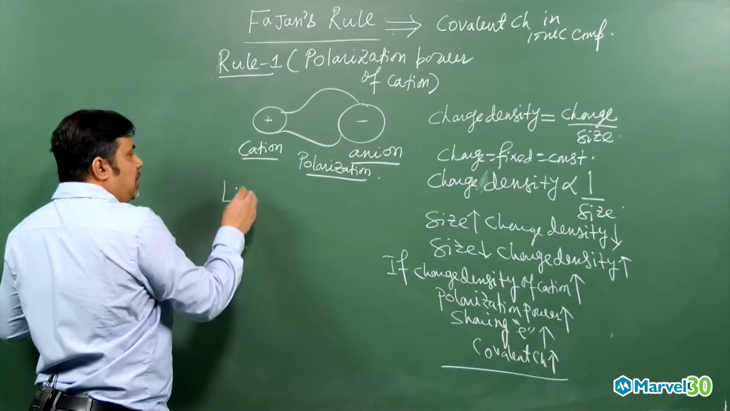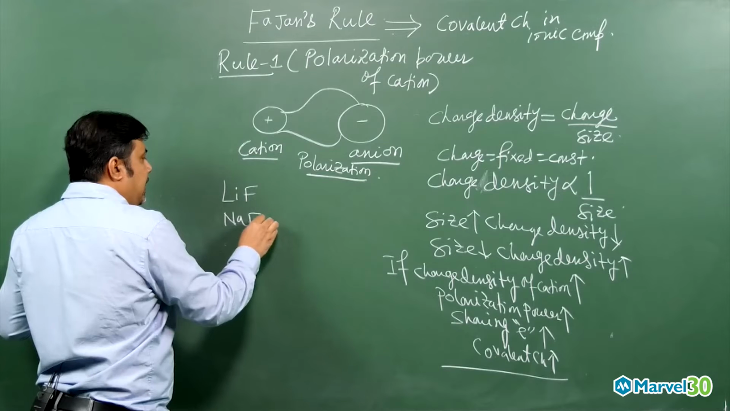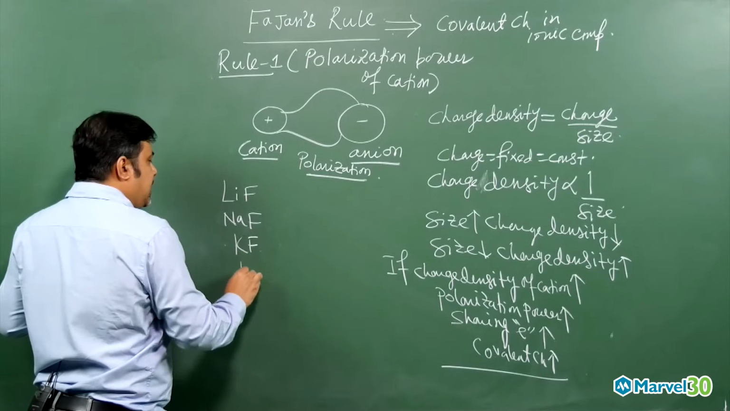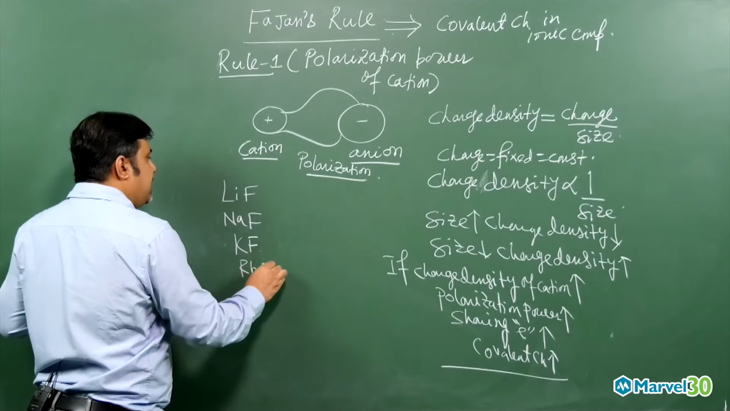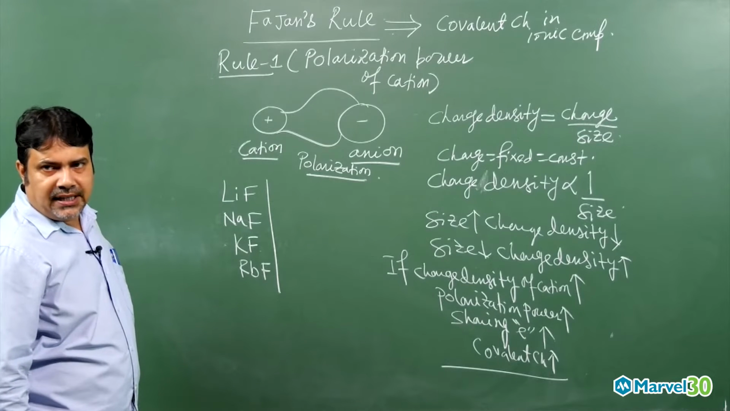Already you know, they will give lithium fluoride, and then they will give NaF, then potassium fluoride, then rubidium fluoride. They will ask you what is the covalent character order.